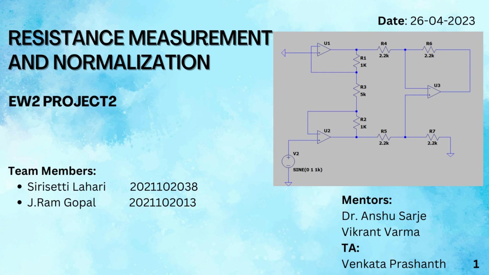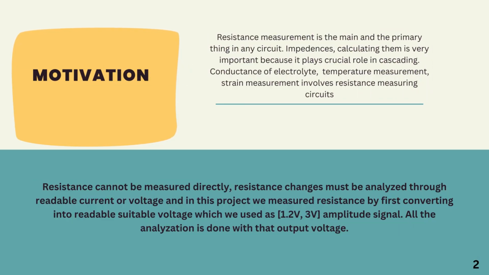We have done a project on resistance measurement and normalization circuit. Resistance cannot be measured directly, so we cannot expect a direct value. We have to convert it into a readable quantity, let's say voltage or current, and from that estimate the value of resistance. In this project we converted the resistance into voltage, measured it, and from that tried to estimate the value of the resistance.